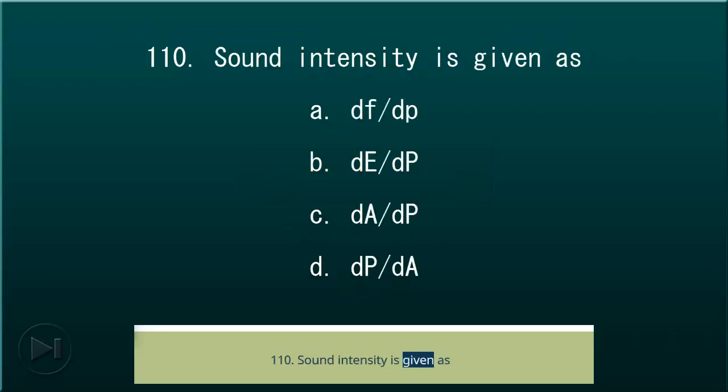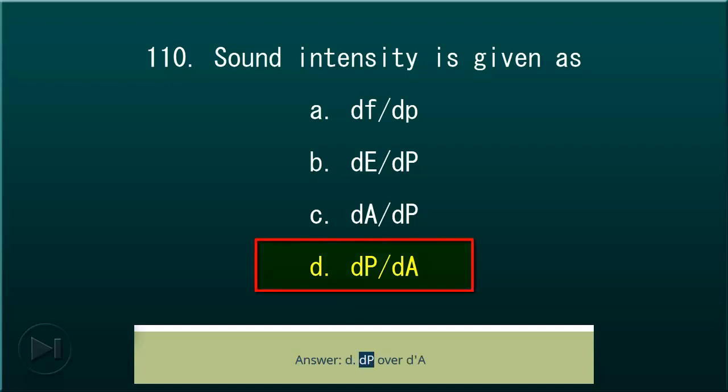110. Sound intensity is given as A. DF over DP. B. D over DP. C. DA over DP. D. DP over DA. Answer, D. DP over DA.